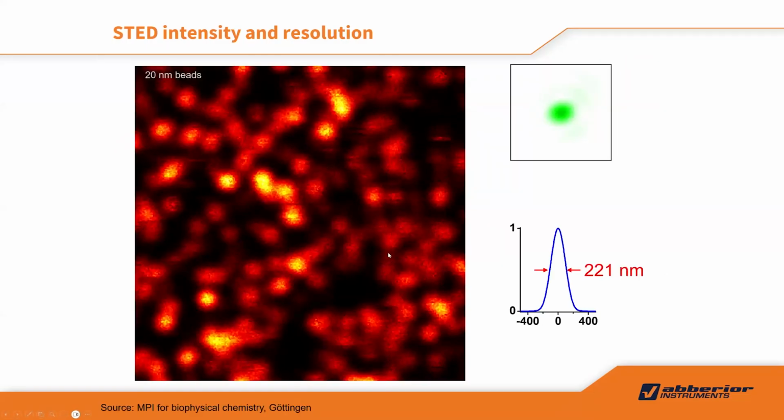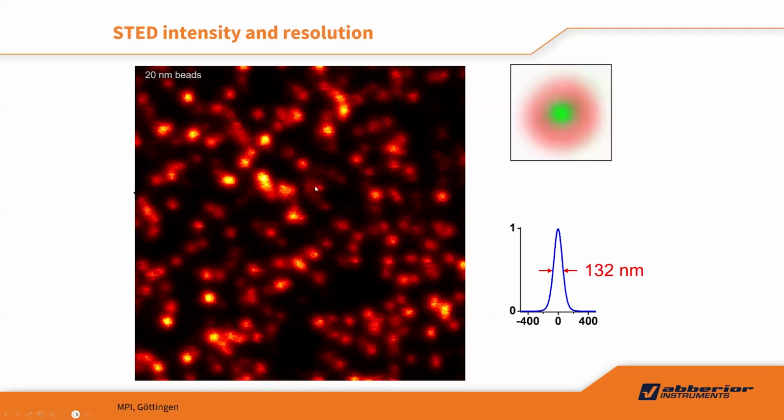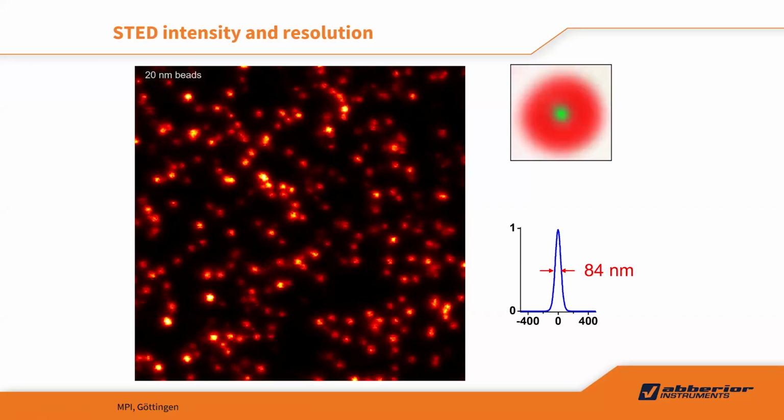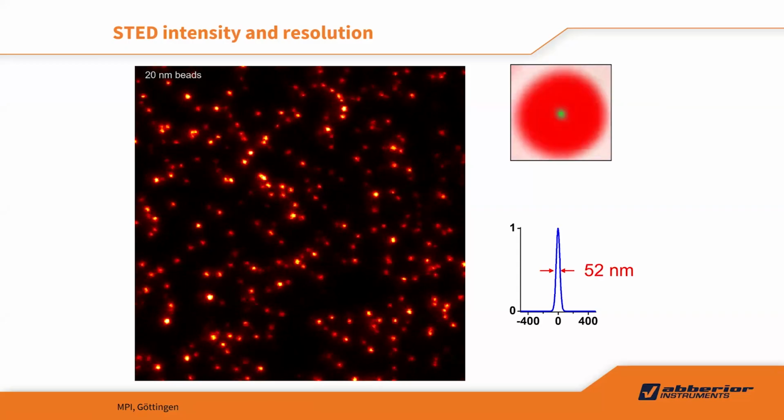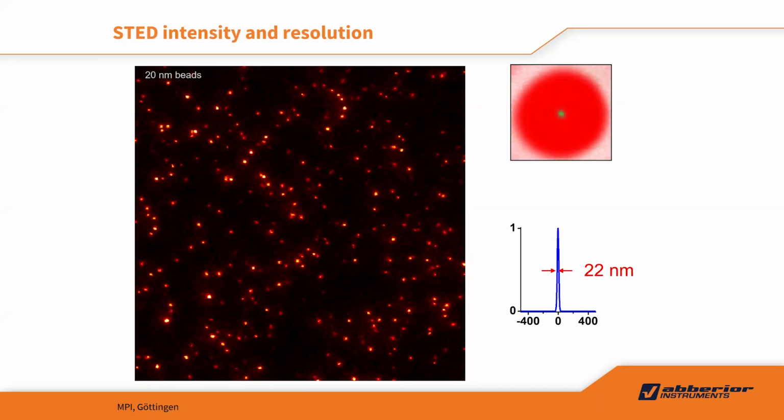Now we do a test. We use 20 nanometer beads, physical size, optical raw data. Okay, we only show optical raw data. In confocal, it's misleading. It's 221 nanometers. If we have STED, the resolution starts to improve. Now it's 132. If we increase the STED laser power, now the center part is confined smaller. Now we reach 84 nanometers, more and more, 52 nanometers, to the maximum the dye can handle. It's always around 20 nanometers.